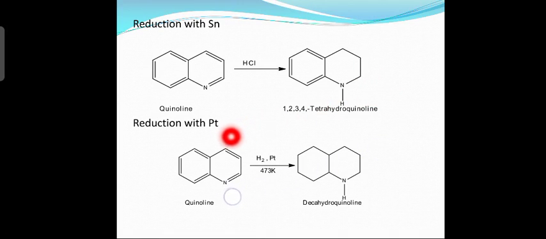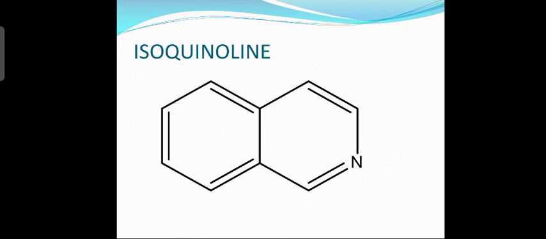1, 2, 3, 4 tetrahydroquinoline. Now how does it react with platinum? Hydrogen gas is passed in the presence of platinum heated to 473 Kelvin. Quinoline undergoes hydrogenation to give decahydroquinoline. That means 10 hydrogen atoms add up, 1 at nitrogen, the rest at these corners. So all the double bonds undergo cleavage, and there is no double bond in the product formed. And what is the name of the product? Decahydroquinoline.